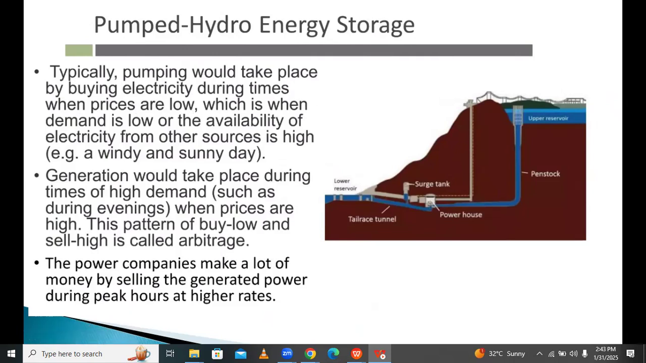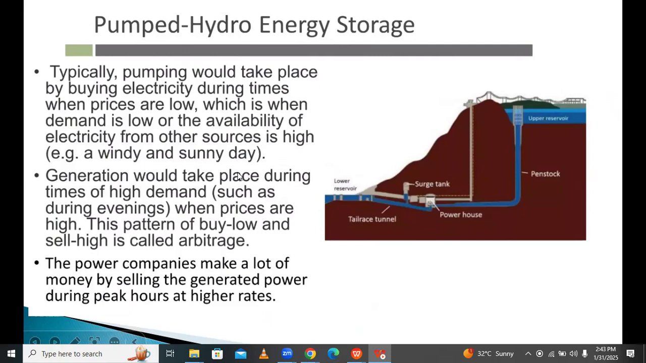When the price of electricity is very low, which is when demand is low or availability of electricity from the sources is high, that is called light load condition. It takes the electricity and pumps the water from the lower reservoir to the upper reservoir.